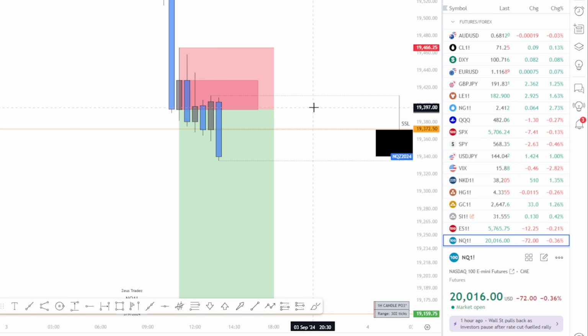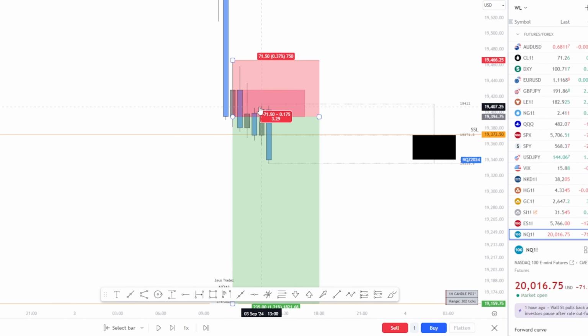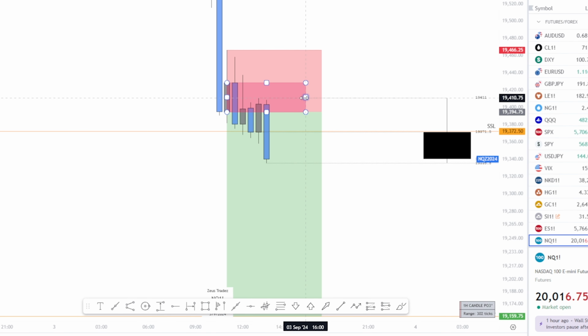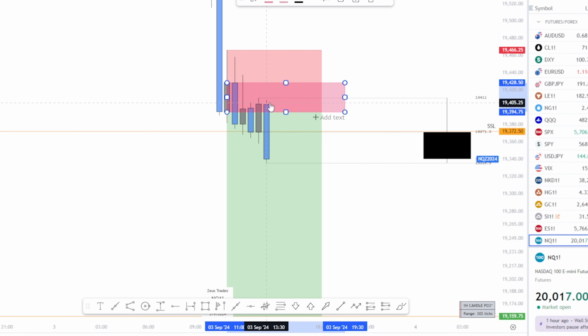Because if you notice, the open of the most recent hourly candle is at 19,371. So when it comes to entering trades, ideally we want to be entering on the wick of the hourly candle if we're trading a lower time frame setup. And if we're trading a daily setup, same thing. We want to be entering below daily open.